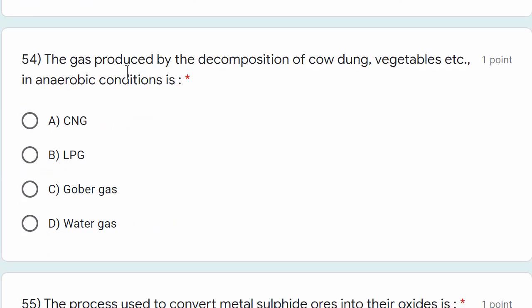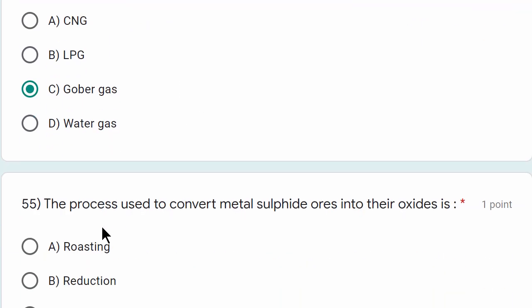Okay, the gas produced by decomposition of cow dung and vegetables in anaerobic conditions is actually Kolar gas. LPG and CNG are fossil fuels, so we don't produce them. We just take crude oil, refine it, and we get all of this. So Kolar gas is the one which you get from decomposition of cow dung. I personally don't know what is water gas.